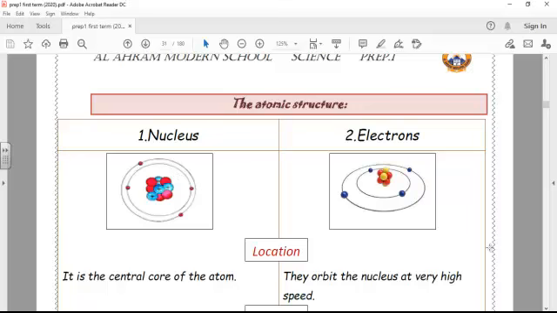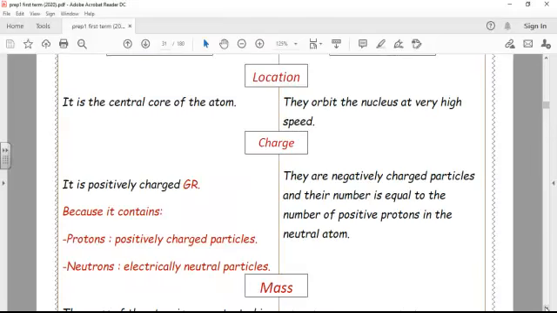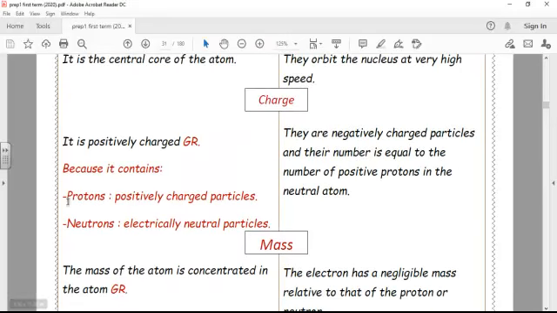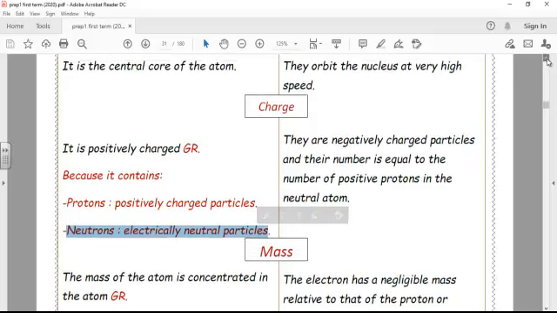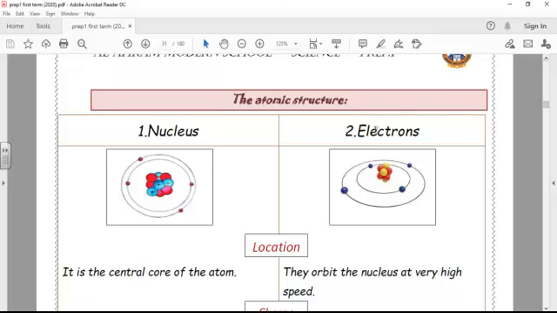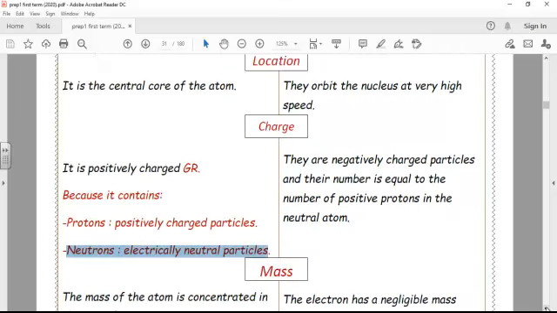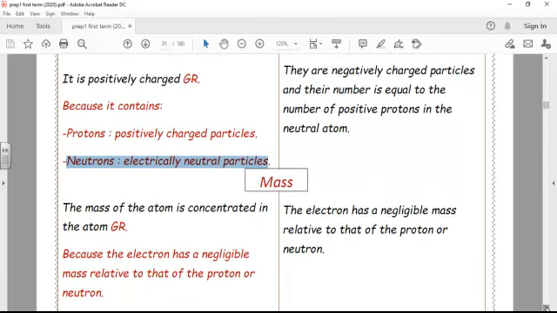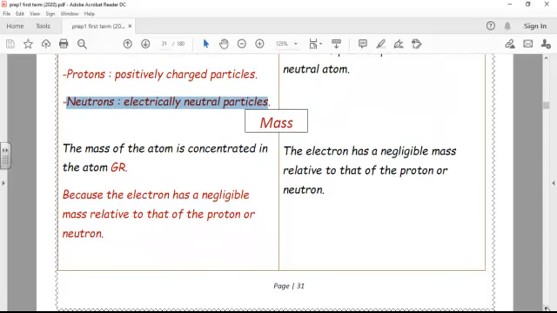call it a nucleus. This nucleus contains 2 parts or 2 particles. Number 1, protons that carry the positive charge, and neutrons that carry neutral charge, or we call them electrically neutral particles. Around the nucleus you can find electrons. Electrons are negatively charged particles that rotate around the nucleus at a very, very high speed.